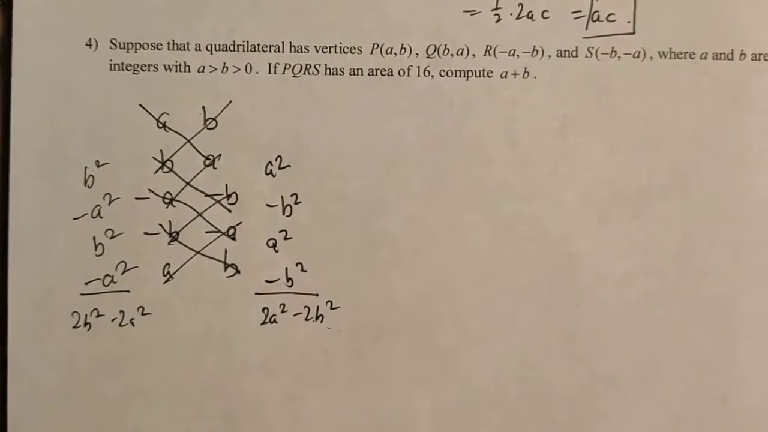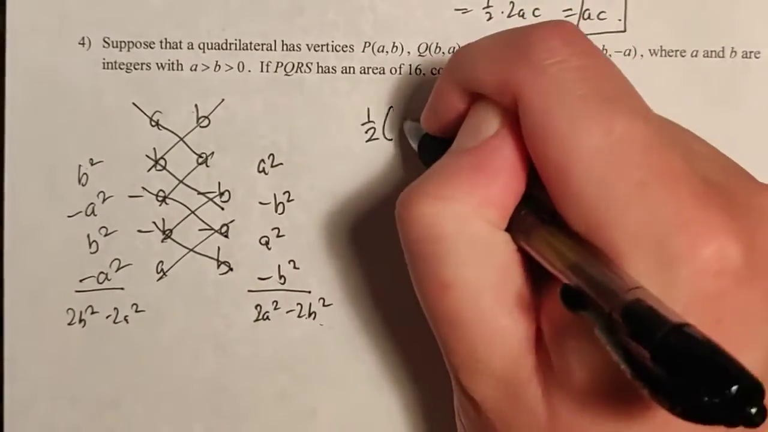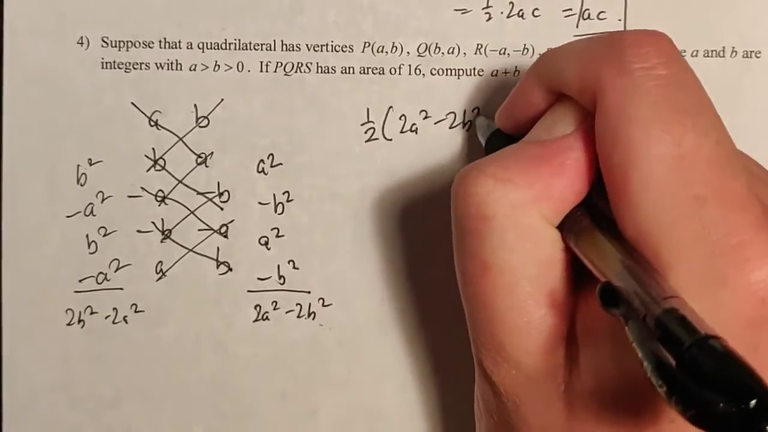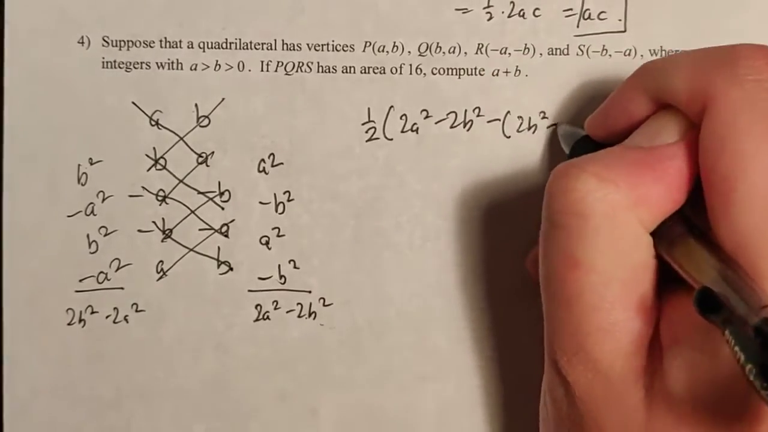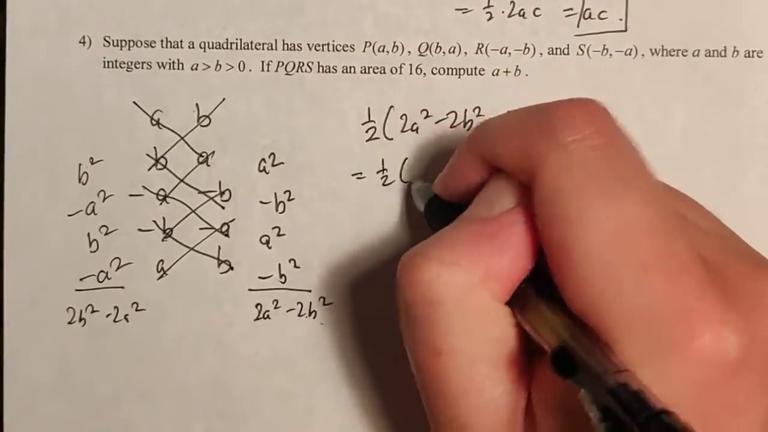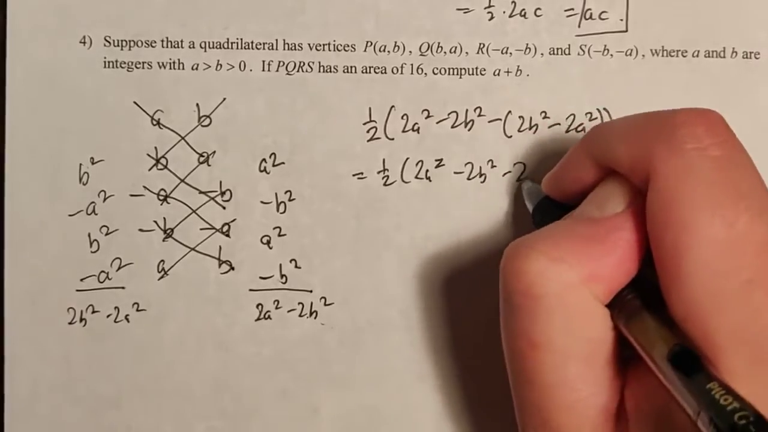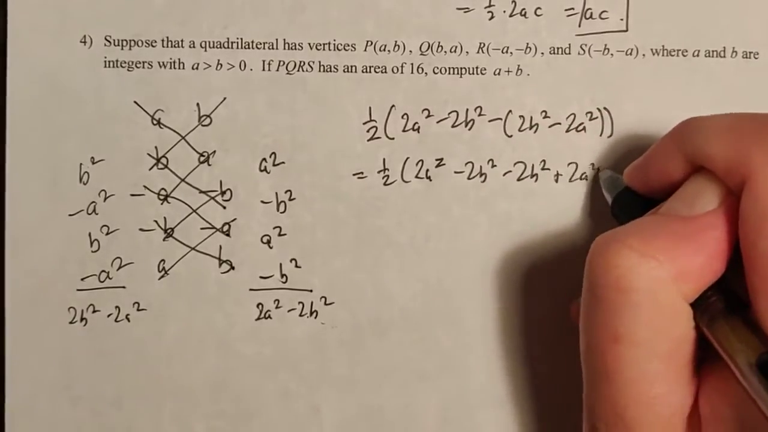This is going to be a negative quantity here. So that means I'm going to have the area here being 1/2 the difference between the two. So it's going to be 2A squared minus 2B squared minus, parentheses, 2B squared minus 2A squared. Okay? That's 1/2 of, let's see, 2A squared minus 2B squared minus 2B squared plus 2A squared.